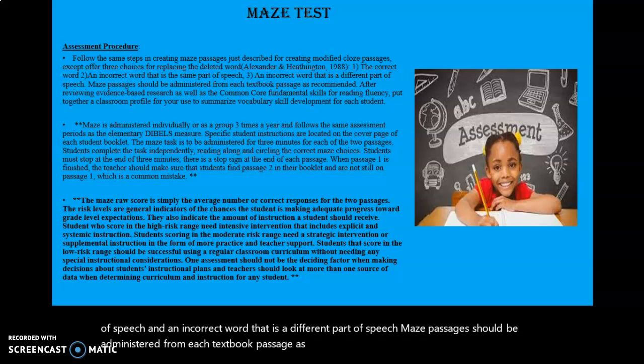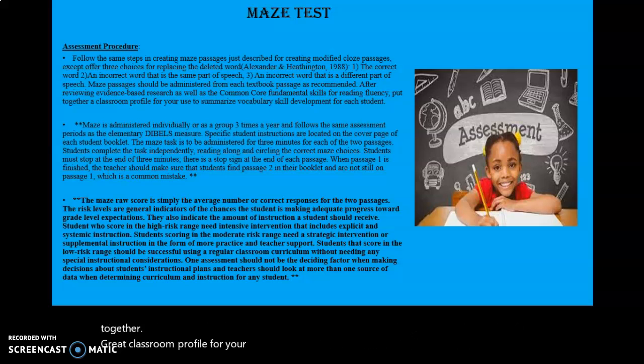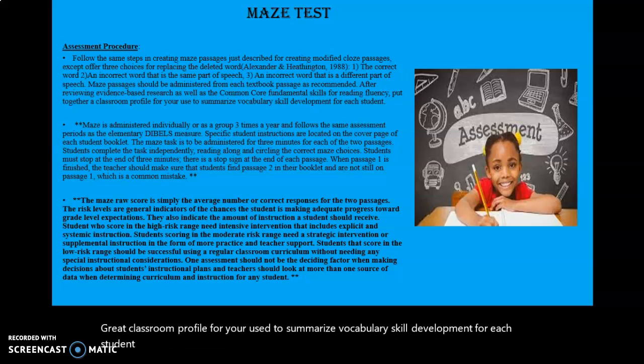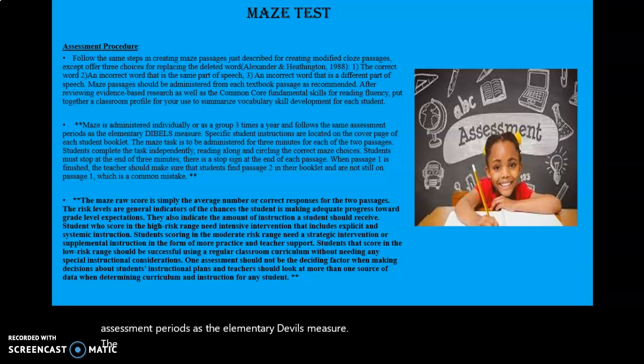After reviewing evidence-based research as well as the Common Core fundamental skills for reading fluency, you would put together a classroom profile for your use to summarize vocabulary skill development for each student. Maze is administered individually or as a group 3 times a year and follows the same assessment periods as the elementary DIBELS measure. The Maze raw score is simply the average number of correct responses for the 2 passages.